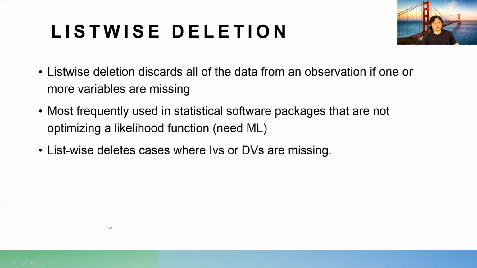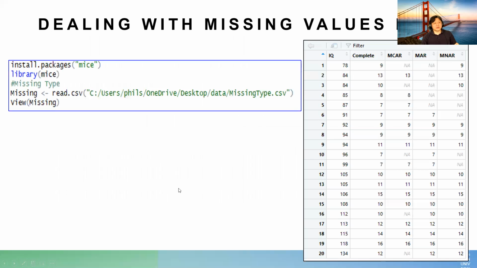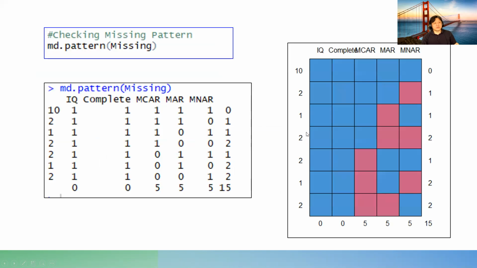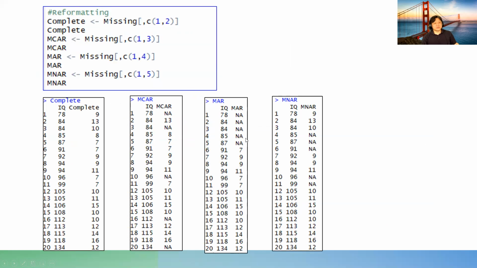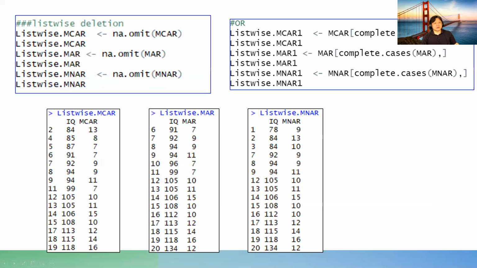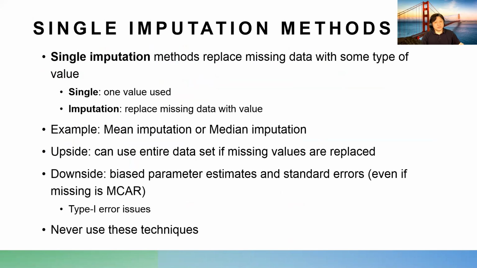Okay, so list-wise deletion, we talked about it, pairwise deletion, and we talked about the patterns, right? So now we'll talk about a single imputation method.